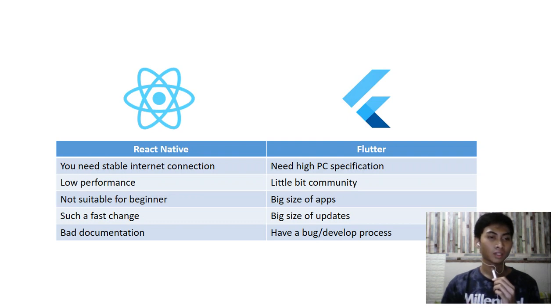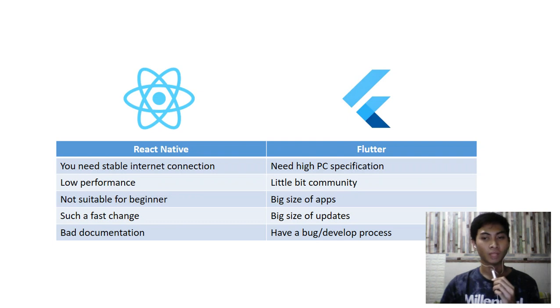Fourth, changes too fast. Yes, because it's based on JavaScript, and JavaScript is updated and upgraded every week, every month, and changes fast. React Native is the same, always updating and changing every week, every month, and it very much disturbs your work for making mobile apps.